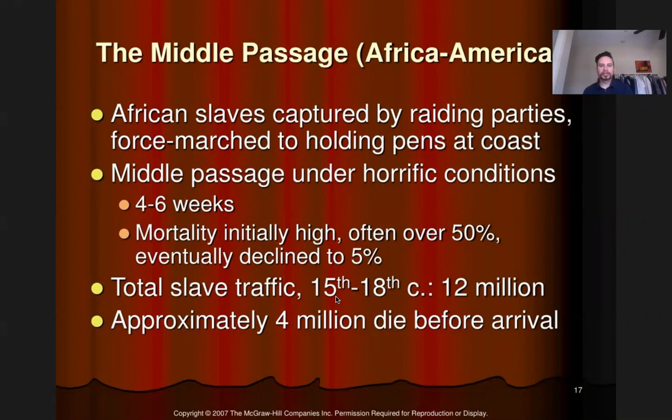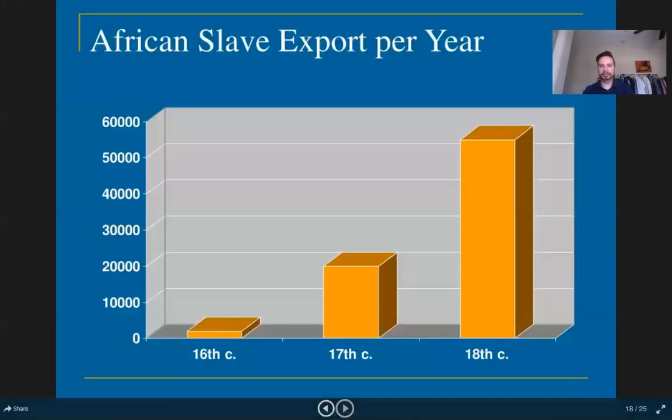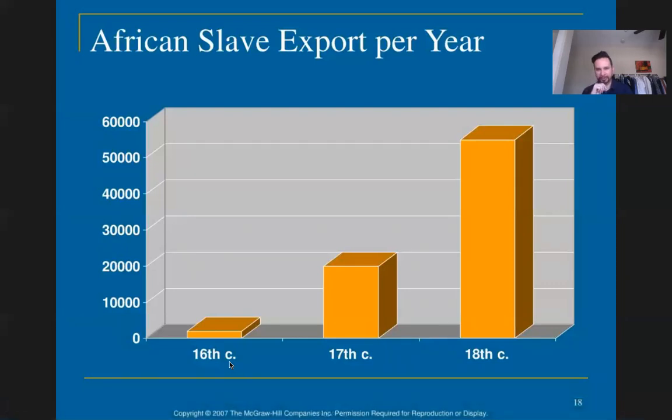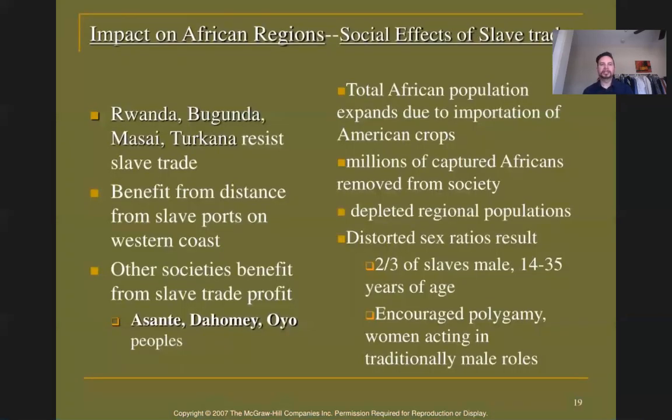So the total slave traffic between the 15th and 18th centuries was 12 million, and approximately 4 million died before the arrival. So that is quite a bit of people who died. Here we see graphs from the 16th century, the 17th century, to the 18th century, and you can see a dramatic increase in slave export per year. But we do see eventually the slave trade is ended.